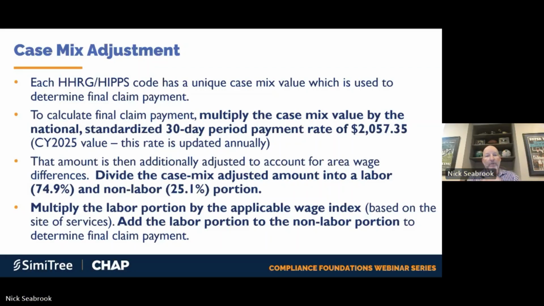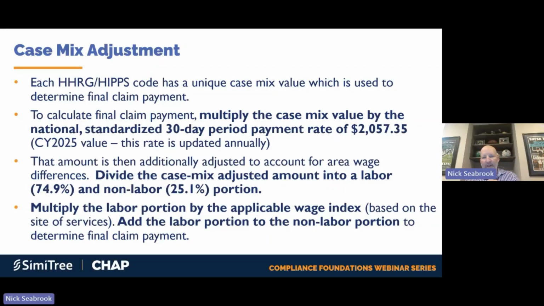We know that, let's say San Francisco or New York City is going to have a higher cost of living than where I'm at in Atlantic City, New Jersey. Very, very different in terms of what the wage index factors are for those specific areas. So basically three quarters of that 2057 is going to be adjusted to factor in for the wage index. So that's 74.9%. And then we have that non-labor portion of 25.1%.